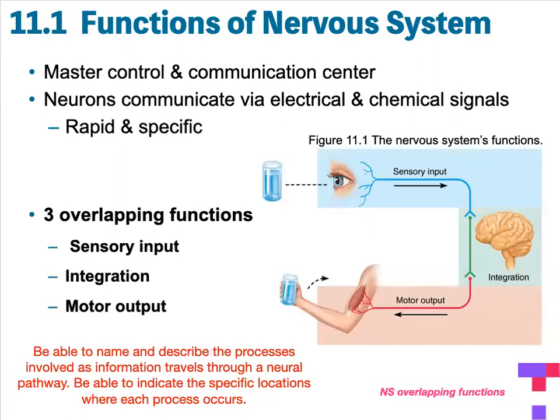Okay. So the nervous system has three overlapping functions. We've got the sensory input. So the sensory component takes in information gathered from internal as well as external changes. And then we have the integration component, which allows for processing and interpretation of sensory input. Finally, we have our motor output component, which allows for activation of effector organs, namely muscles and glands, and that helps elicit, bring about a response.